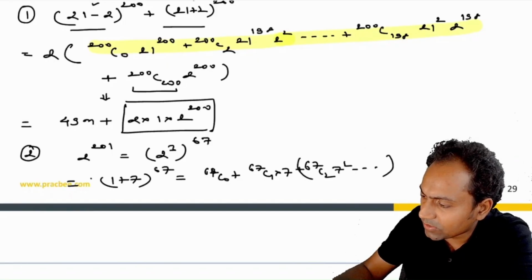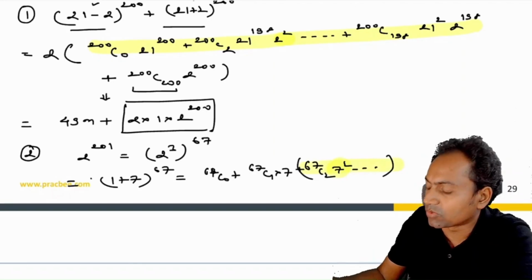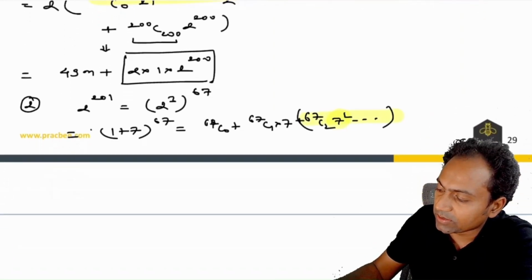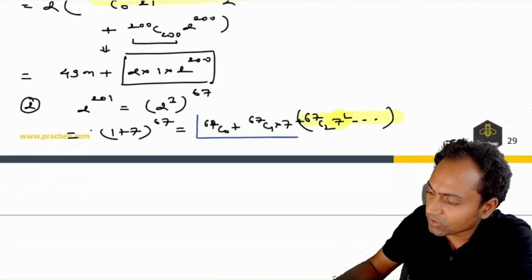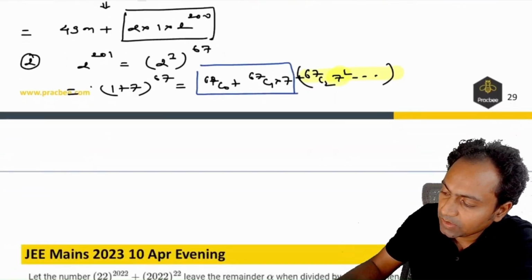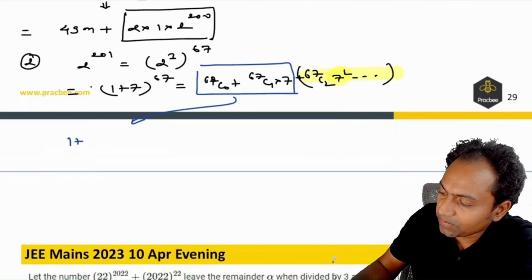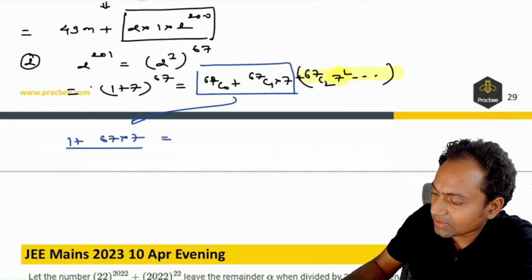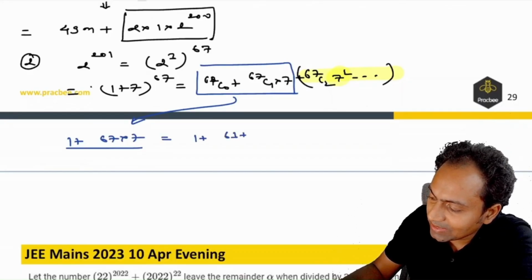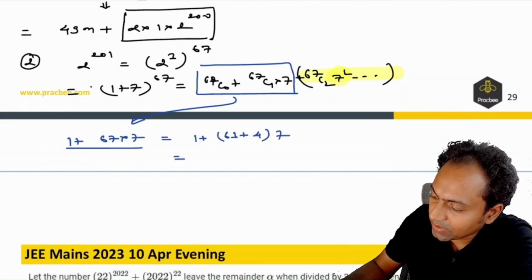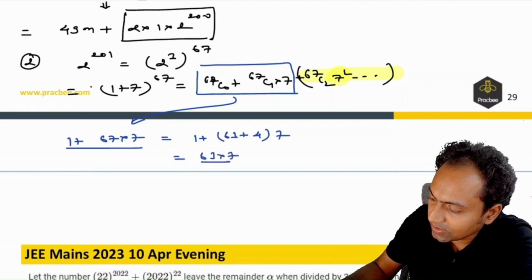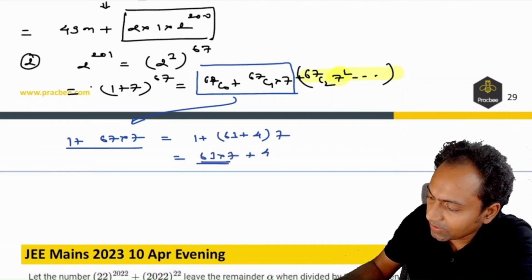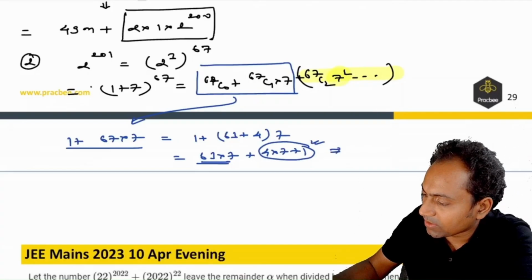From this term onwards, you can see that you have a consistent power of 7 square, and this will become a multiple of 49. So whatever remainder we will get comes from this first part. Let us examine this further. If I simplify this, it is nothing but 1 plus 67 into 7. And if I simplify this, it comes out to be 1 plus, can be written as 63 plus 4 into 7. One part will be 63 into 7, which already has 7 square in it. What we have is 4 into 7 plus 1, and this will become the remainder. So this is nothing but 29.